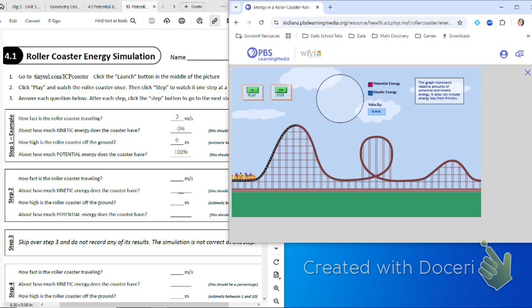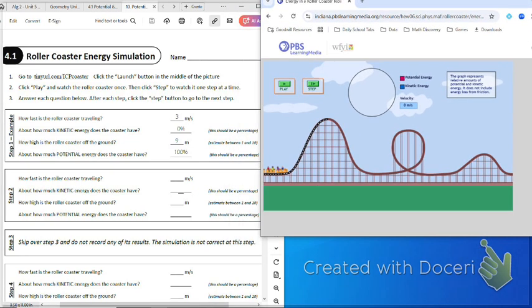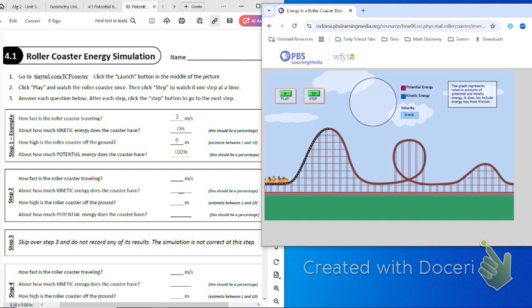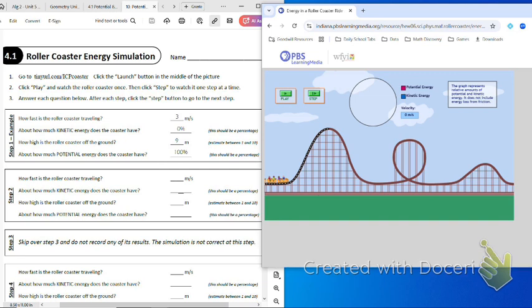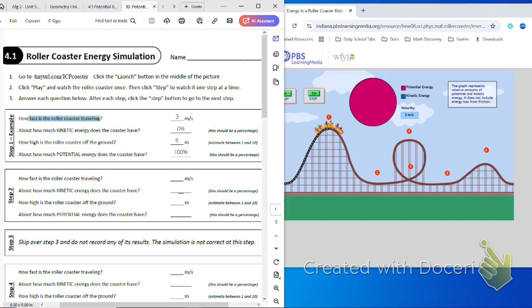Okay, so this pie chart is showing you pink is potential, blue is kinetic energy, and it's also showing you its velocity. After you've watched it, if you push this step button, it gives you each step. It'll go through it again, but you can also just click on the step one at a time. So they did step one for you. They asked how fast is the roller coaster traveling. Your velocity tells you that information.